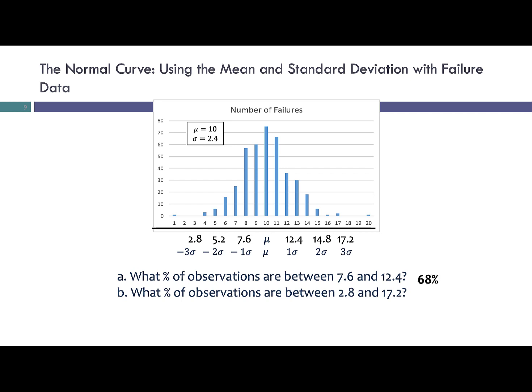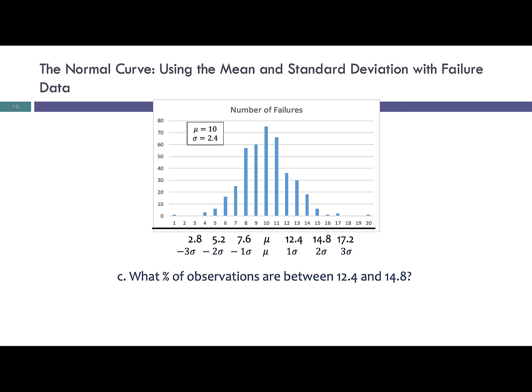2.8 and 17.2, that's 3 standard deviations. We're going to cover about 99.7% of the curve. We can look at subsets of this too. What percent of observations are between 12.4 and 14.8? That's between 1 and 2 standard deviations, about 13.5%.